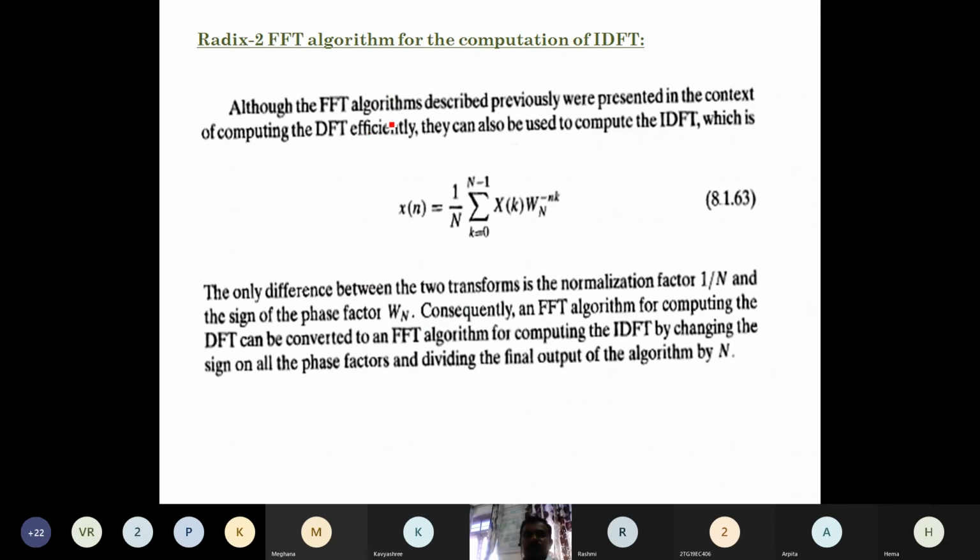So although the FFT algorithm, I think you are getting it. We are going for reverse process, that is computation of IDFT. There is no example on this one.